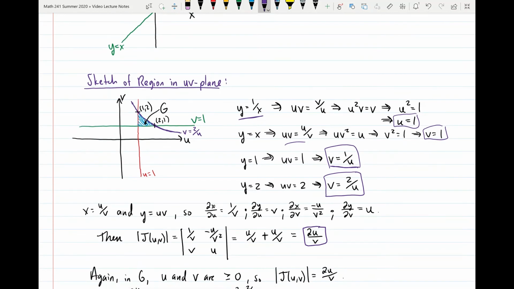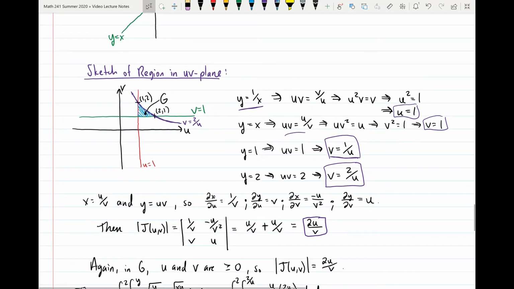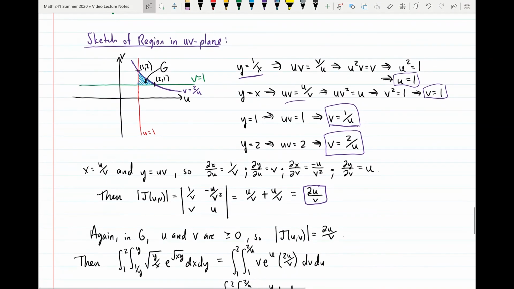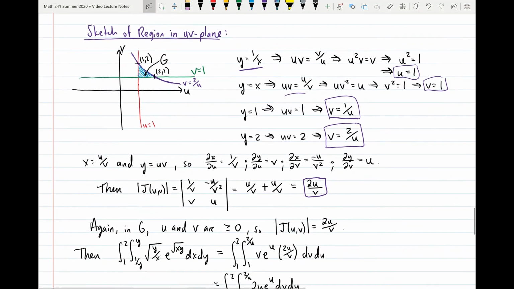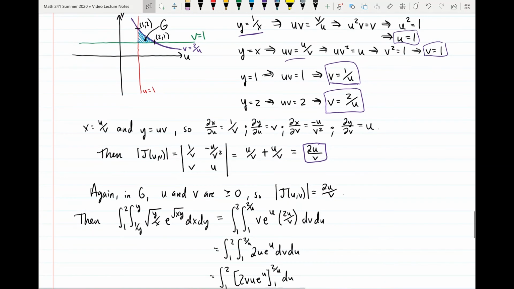Okay, so finally we have sketches of our region in the UV plane now, and so the goal is going to be to find the limits of integration for this new region G in the UV plane, and we also need to calculate our Jacobian and then set up our final integral. Okay, so remember, x is equal to u over v and y is equal to u times v. These are the transformations that we're using.